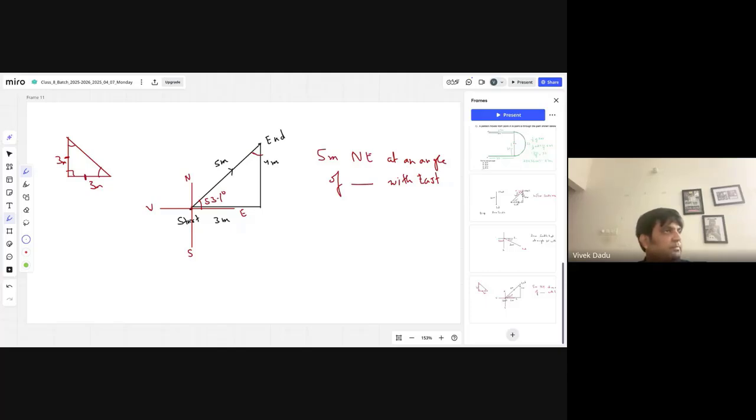Pardon? Yeah, you can construct using compasses. You can use graph paper to construct and all that you can do. Okay.